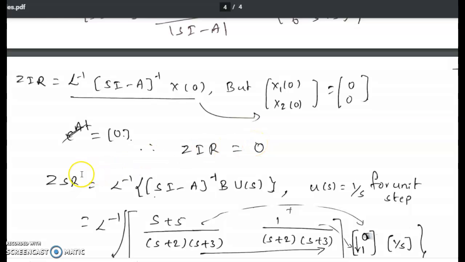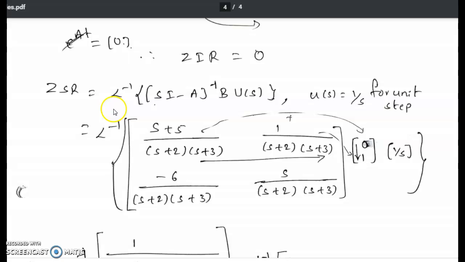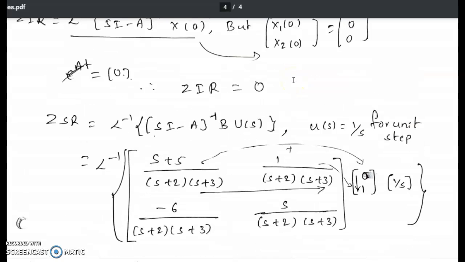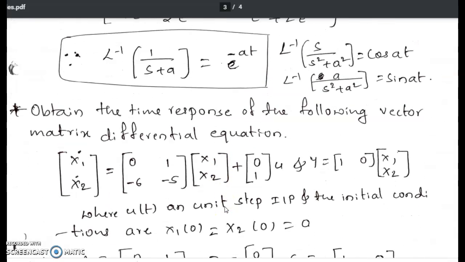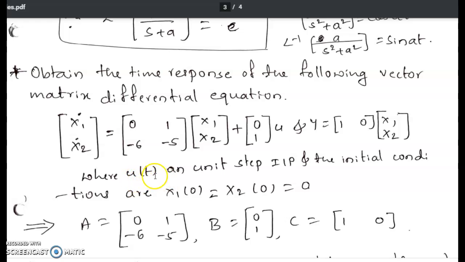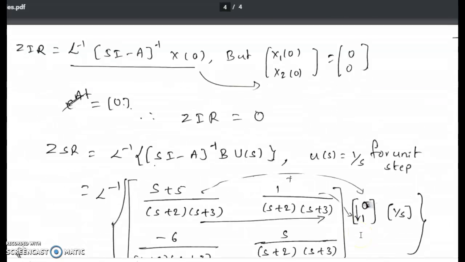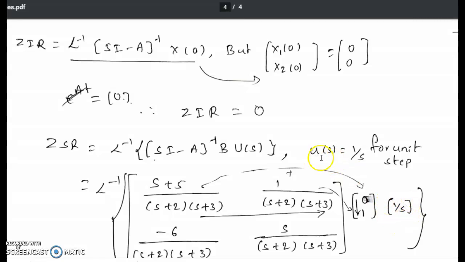So next go for the ZSR term. The ZSR formula is the Laplace inverse of (sI minus A) inverse B into U of s. (sI minus A) inverse is already found, so take it into the equation. The B matrix is 0 and 1, multiply it. Now what is U of s? Look at the given problem: U of t is a unit step, U of t is equal to 1. But in the formula U of s is there.